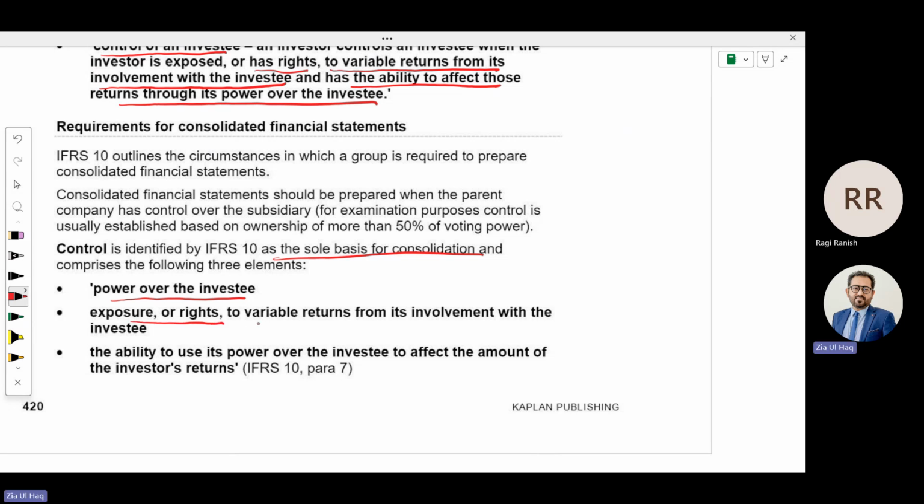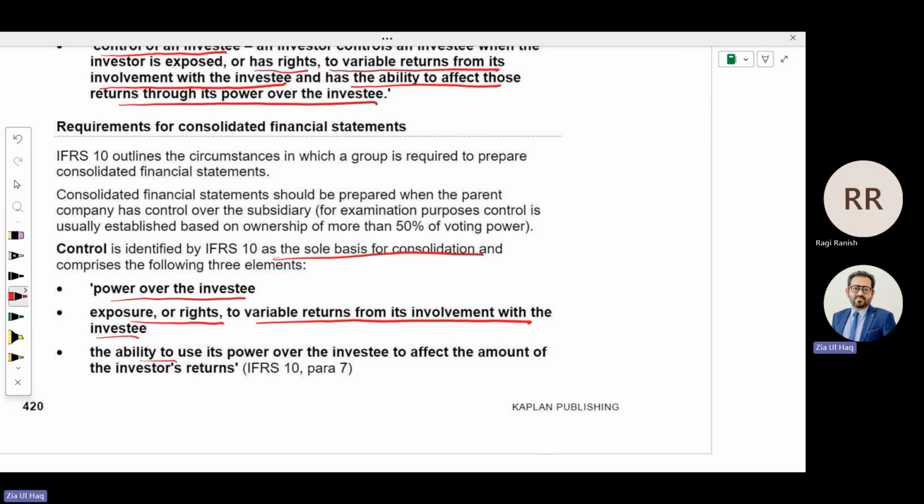Exposure or right to variable return from its involvement with the investee. Meaning the return you have a right to receive, and those returns are not fixed. That is not interest, that is based on variable profit. If you have provided money against a fixed return, that is debt. That is not a position.